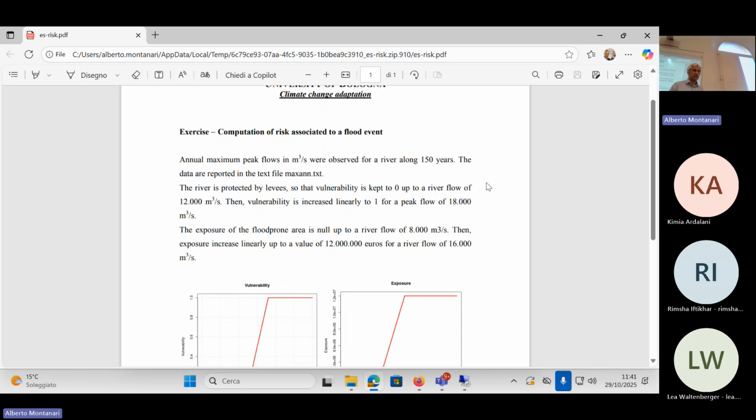So in this case, let's go back to our trivial exercise, it's annual maxima. Here you see that annual maxima were observed for a long 150 years. So we expect to get 150 numbers. And the data is reported in this text file, which is in the zip, okay?